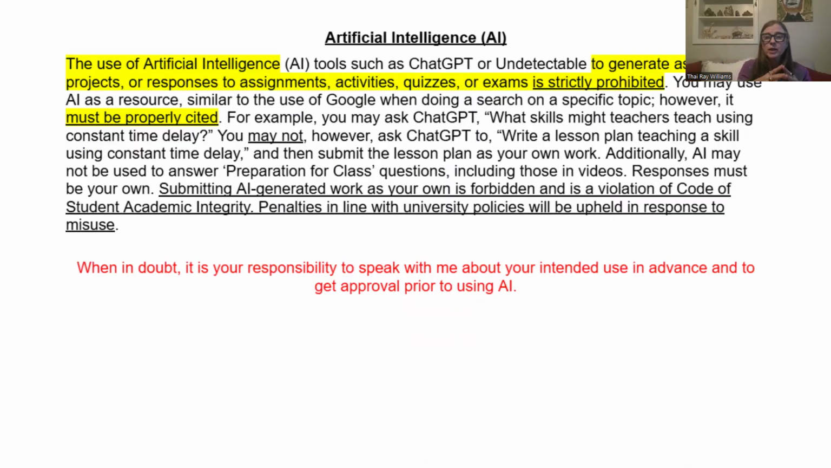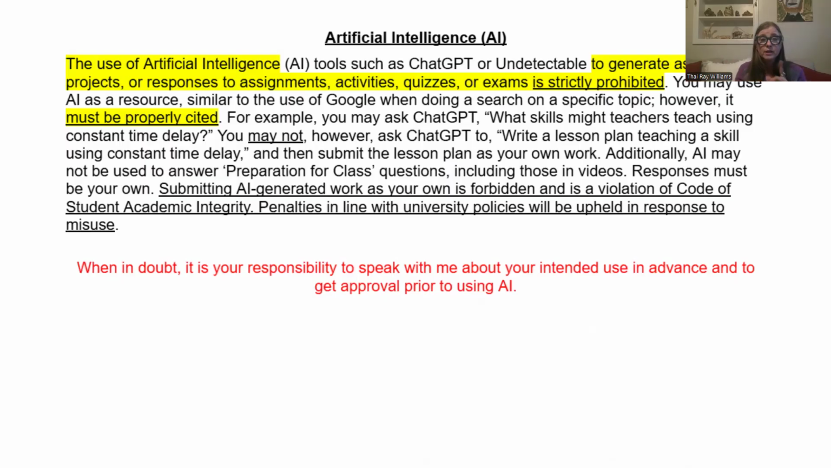Don't do it. Now, what you can do is you can use it as Google. You could put in something like, what type of skill would you teach using constant time delay? That is completely acceptable. Or it is acceptable to say, I am teaching this science content. Can you give me 10 experiments that I could use when teaching this? That's okay. But if you do use it, you need to cite it. So tell me how you used it and what you used it for.